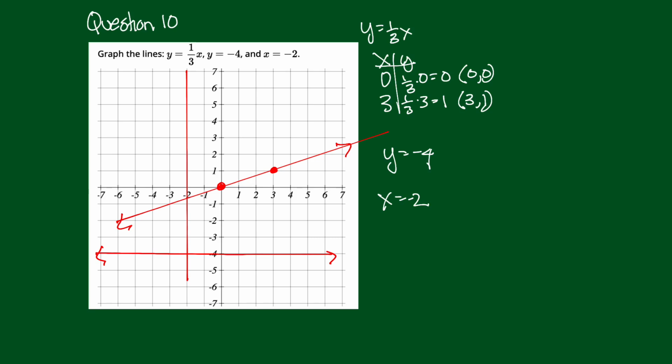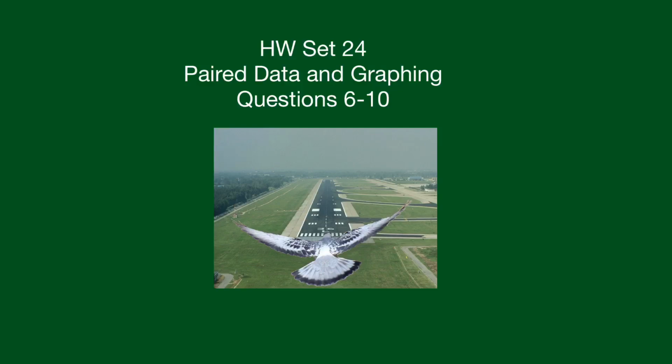All right, so if it's y equals a number, no x's, just y equals a number, horizontal line through that number. If it's x equals a number, vertical line through that number. And that finishes up this group of problems in homework set 24.